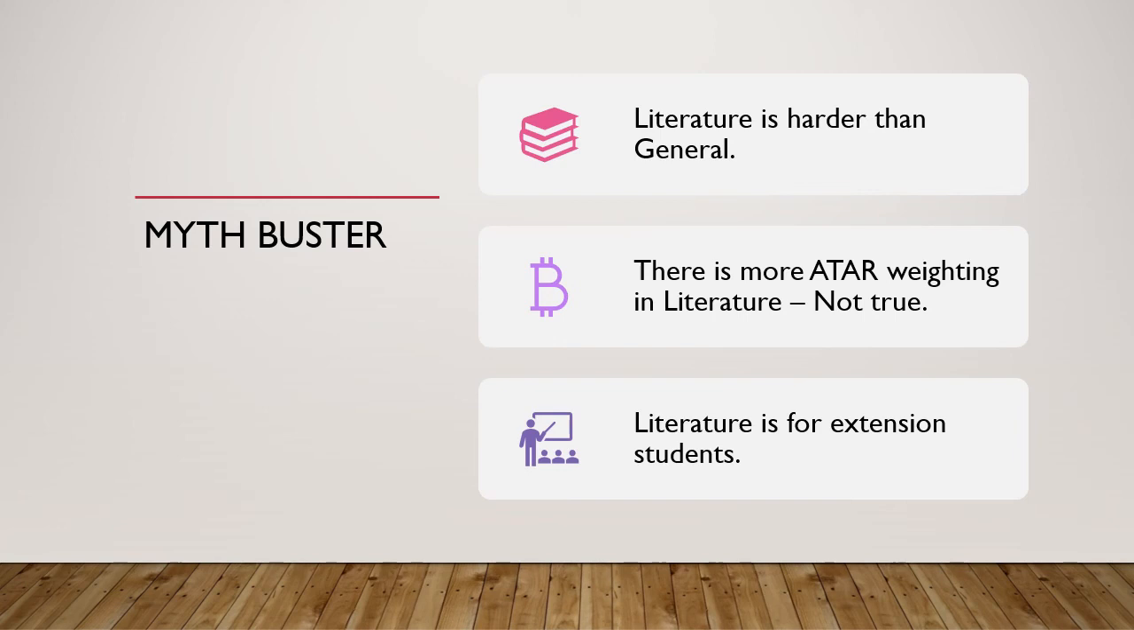The complexity of the course comes from the texts that are studied and the concepts of literature that are also studied. There is a concentration of higher order thinking skills, but these skills are also in the general course as well. So there isn't one harder than the other. This is more about which course suits you and where you are in your English journey. Number 2, there is more ATAR weighting in literature. This is not true. Both courses have 4 units and they're worth 25% each.